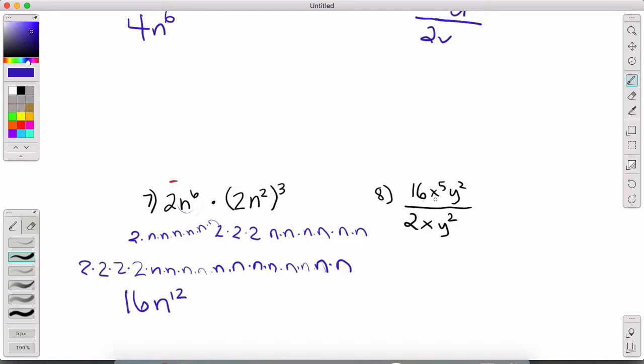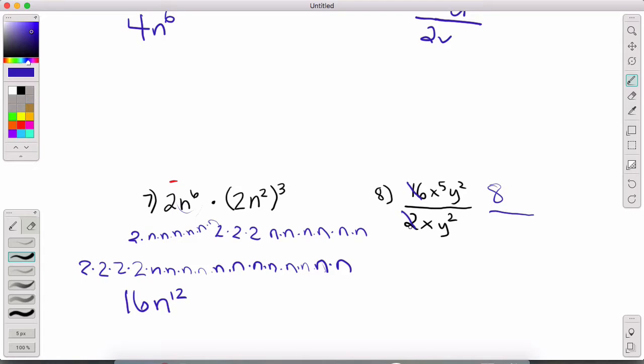For our next problem, we have division of both exponents and number bases. A misconception I'm seeing is when we're dividing the whole number bases, some students are getting confused and subtracting. We're going to divide these normally. 16 divided by 2 will be 8. We're not going to do subtracting on the whole numbers. That's only for the exponents.